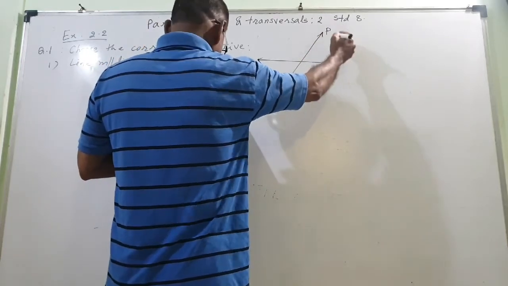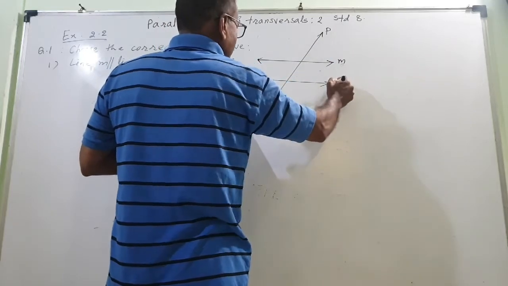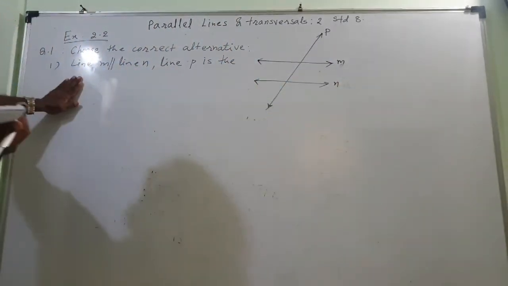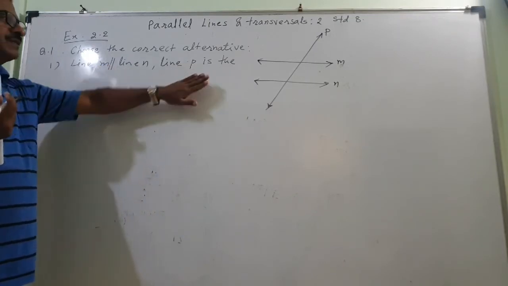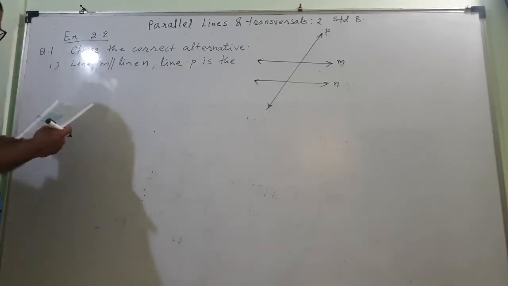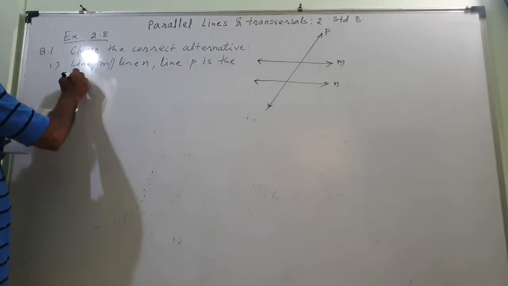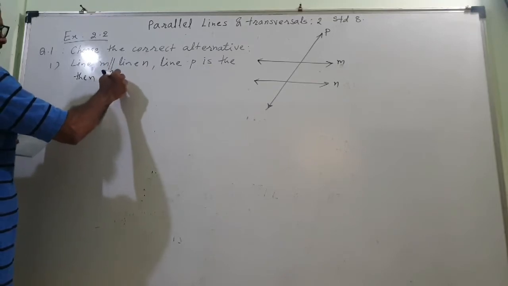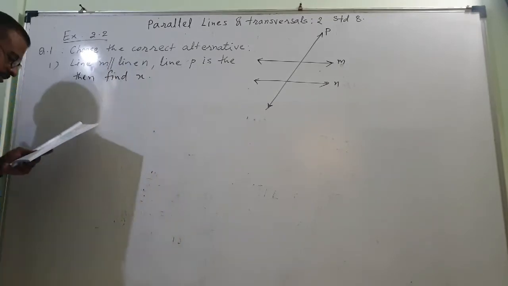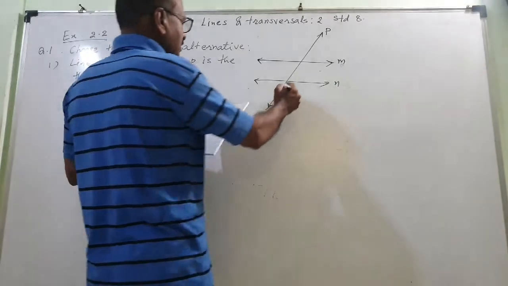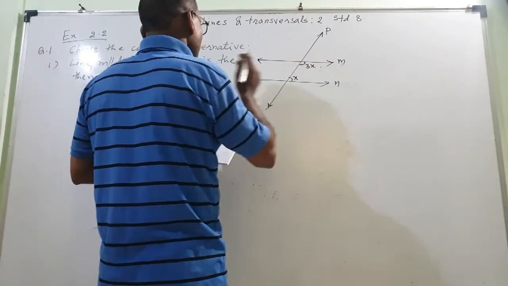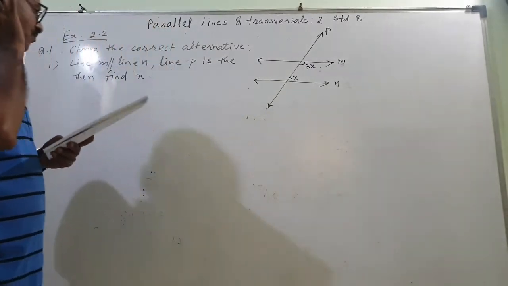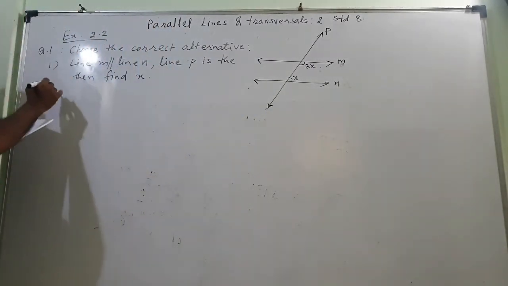This is P, this is M and N. Line M parallel line N. Line P is the transversal. Then find x. This is the question. And this is x, this is 3x. So how to find? The options are given.